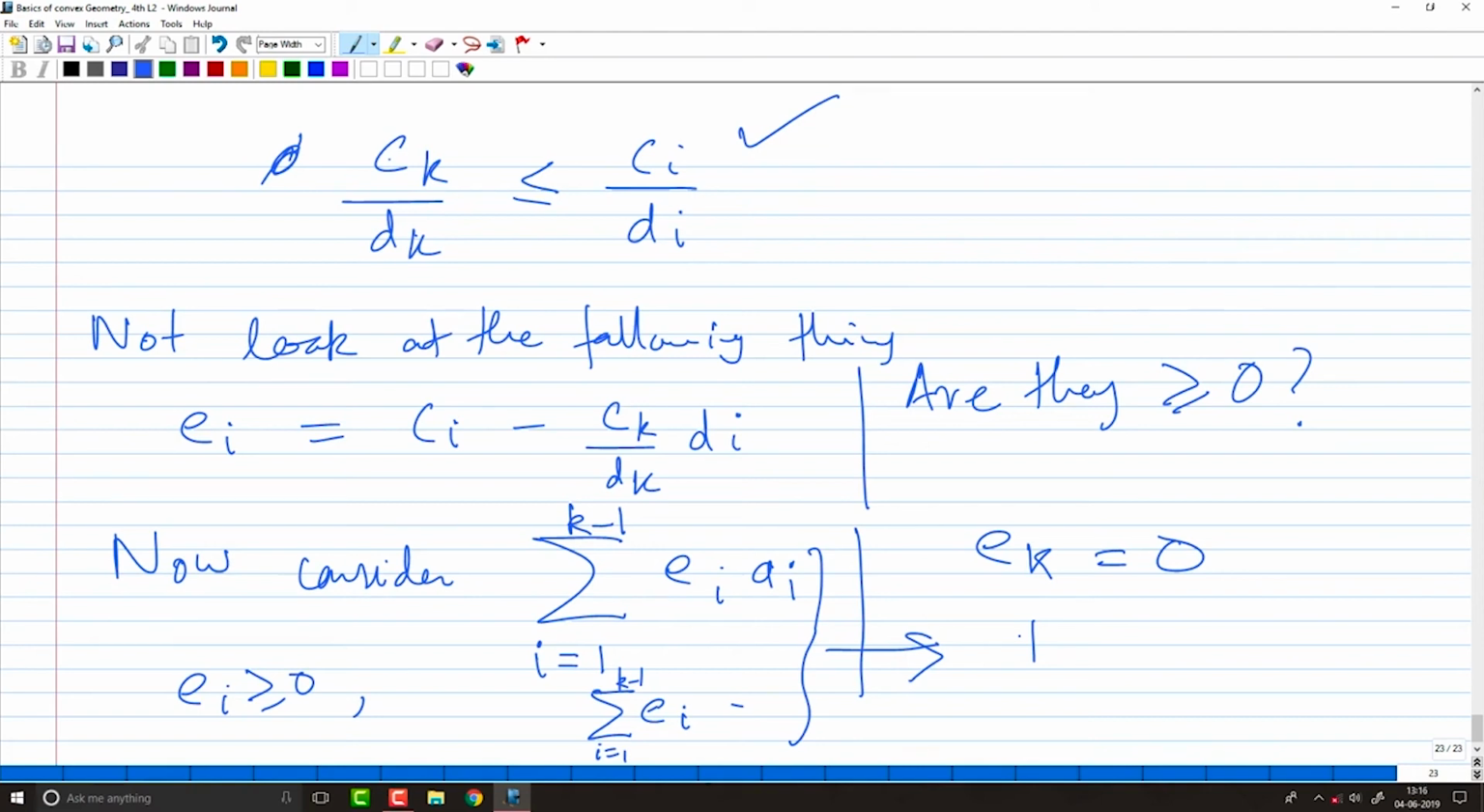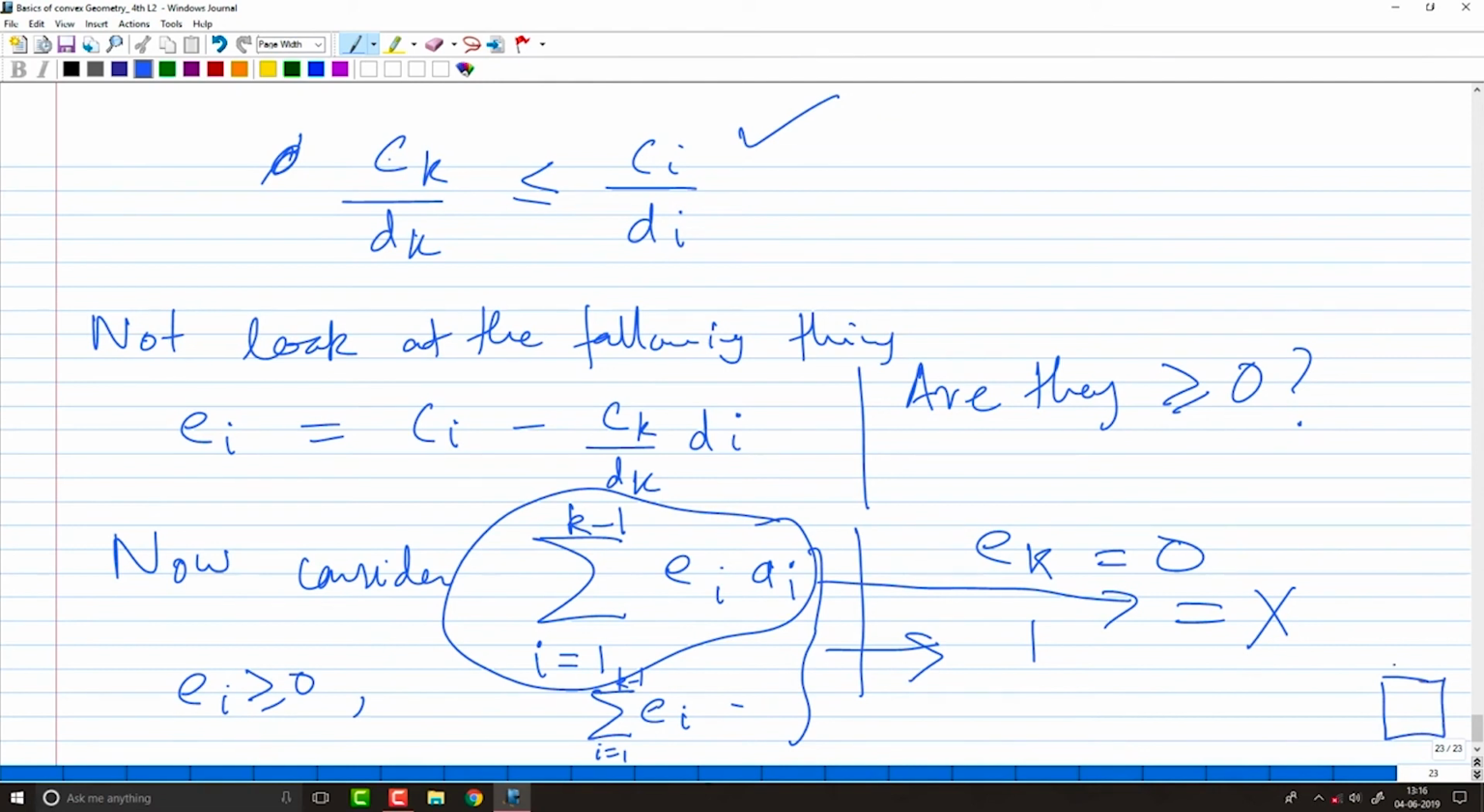Okay. And what do you get here? This is actually nothing but equal to x. So my claim now is we have completed the proof. Why? This is just playing around with the equations, but suppose I can show these two things. My claim is I have completed the proof. Why?